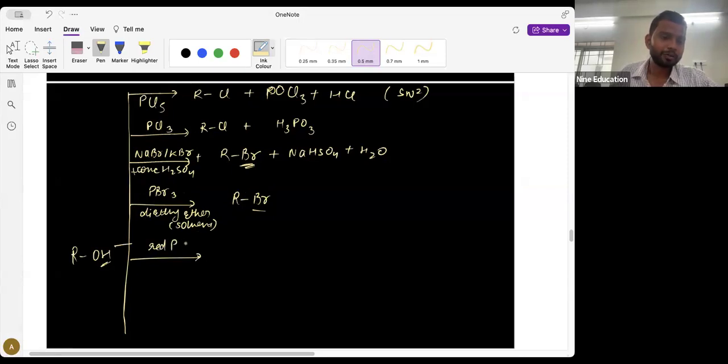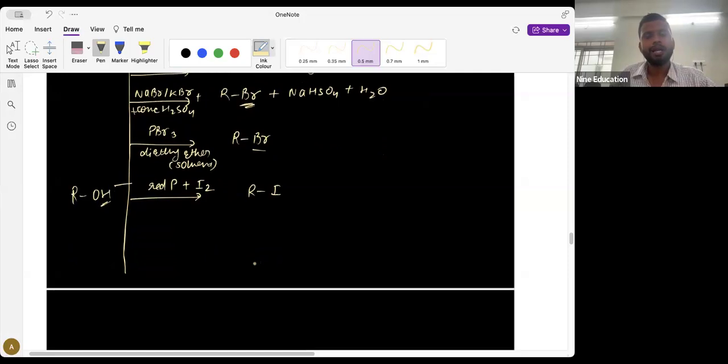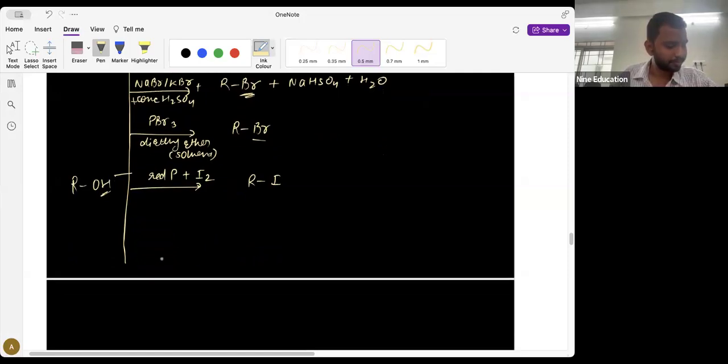So let's say also last one also. Let's say we have red phosphorus. Phosphorus has many allotropes. उसमें से red phosphorus, black phosphorus also we have. So let's say we have red phosphorus, and I add iodine. So यहाँ पर red phosphorus और iodine के साथ alkyl iodide is formed, है ना? So here you can write beta in place of X2, you can write X2 as I2, Br2, or you can write here chlorine also.